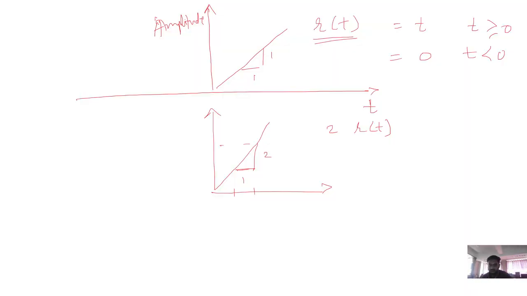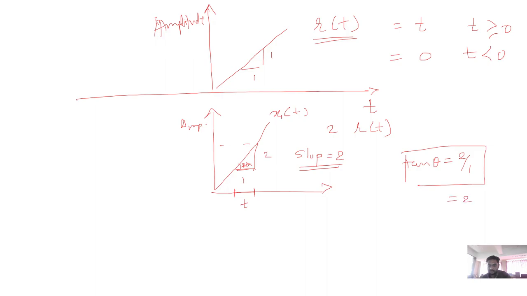Yes, I can. Okay, so I had drawn this ramp. Say this is x1 of t. For every one rise of t, if I increase t by one unit, amplitude is going to increase by 2. So what will be its slope? It will be 2, right? Why will its slope be 2? If I take the tan of this, it will be 2 by 1. So its slope is going to be 2. Okay, am I clear? Yes.